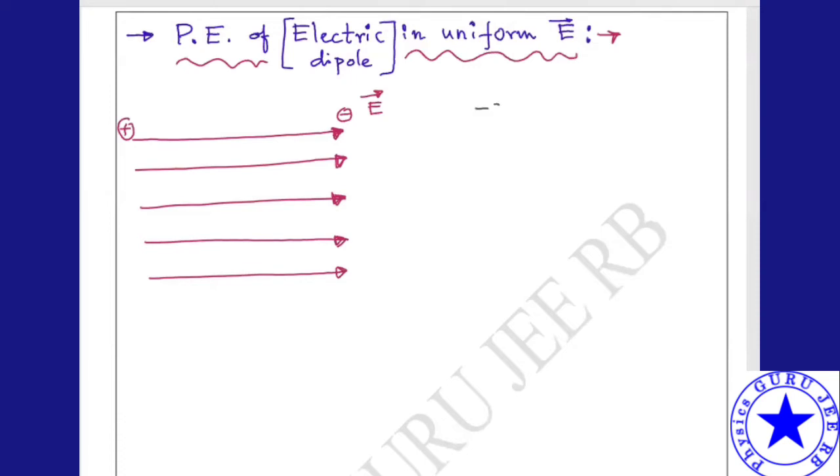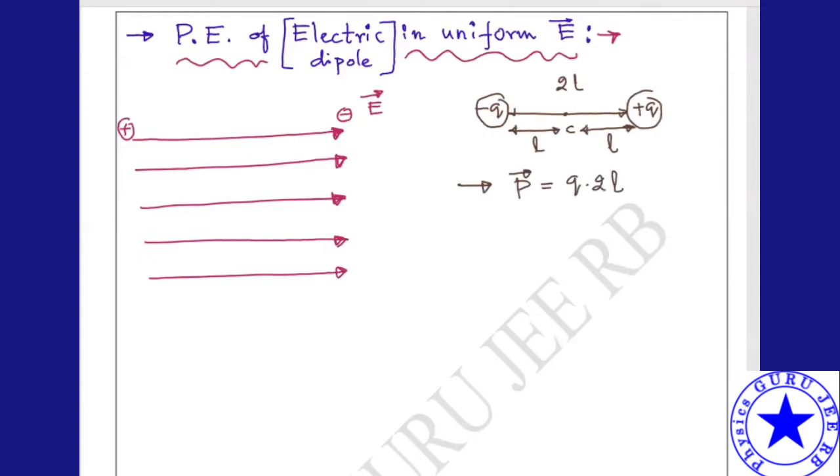So minus q and plus q, which are separated by a distance of 2l. The distance is how much? 2l. From the center, this length is l, and from the center on the other side the length is also l. We also know the dipole moment. Dipole moment equals how much? Dipole moment is q into 2l. So we have the dipole, the uniform electric field, and the dipole moment.